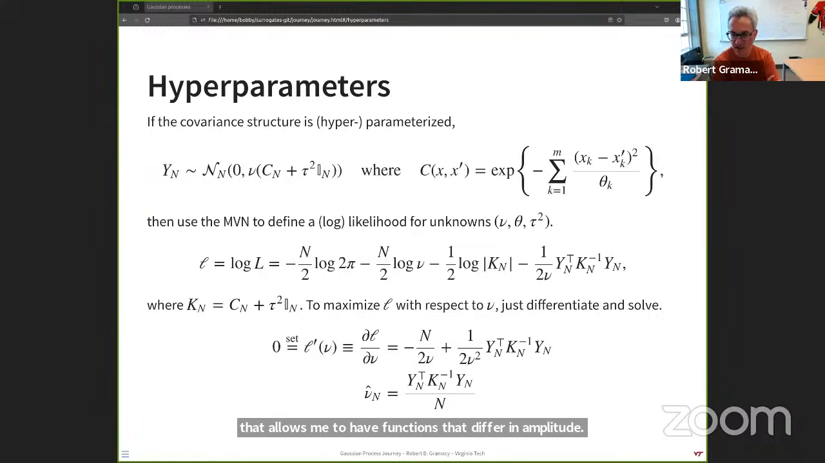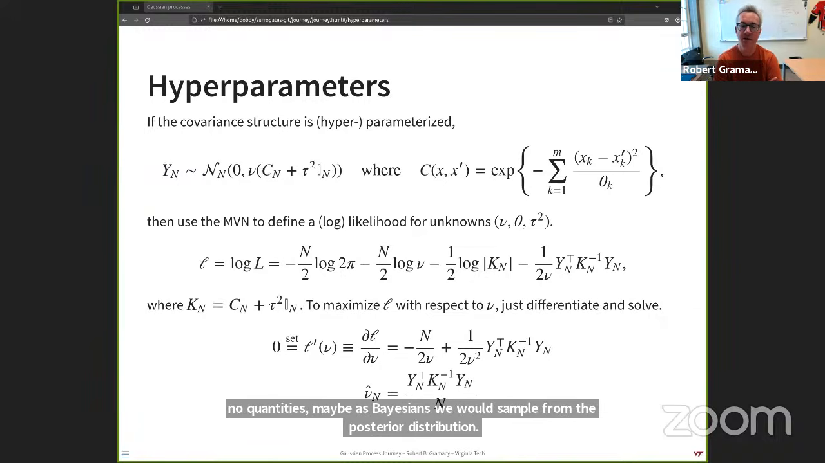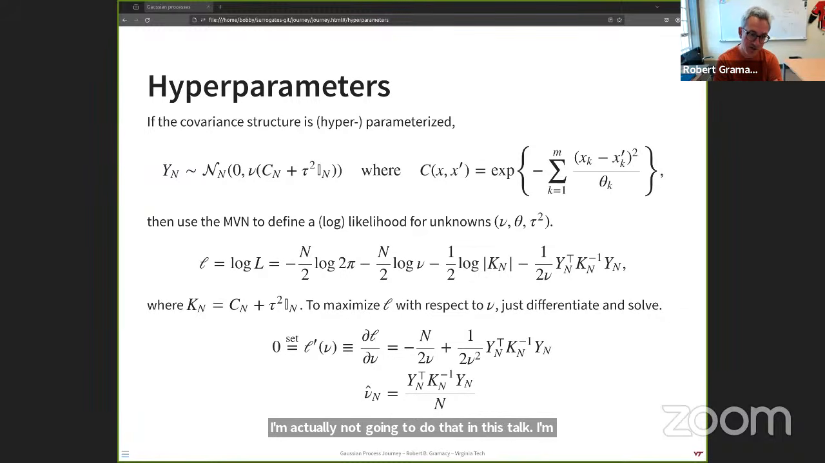Just like with any parameters in a statistical model, you have a lot of choice when it comes to estimating unknown quantities. Maybe as Bayesians, we would sample from the posterior distribution. I'm actually not going to do that in this talk. I'm going to leave all the Bayesian action in the conditioning of the multivariate normal. And for these other fine-tuning parameters, I'm just going to maximize the likelihood because that is a little bit tidier for a live Quarto presentation.